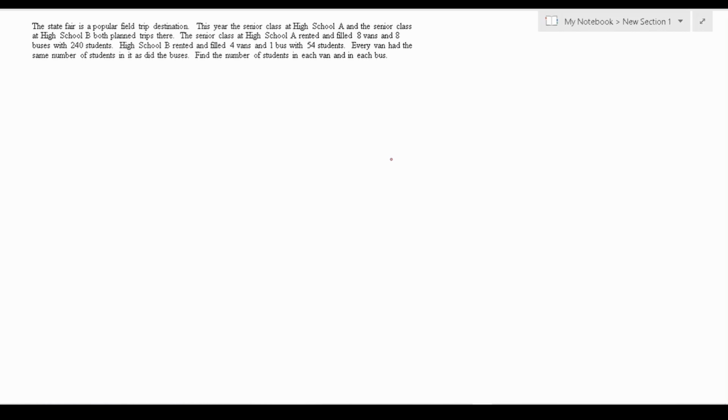In this case, I'm going to call the number of students in each van V and each bus B. Again, you can assign whatever variables you want. More often than not, I use X and Y, but we're going to use V and B in this case. And if we go back into the problem, we can see the senior class at high school A rented and filled 8 vans V and 8 buses B with 240 students. So that looks like this in terms of an equation.